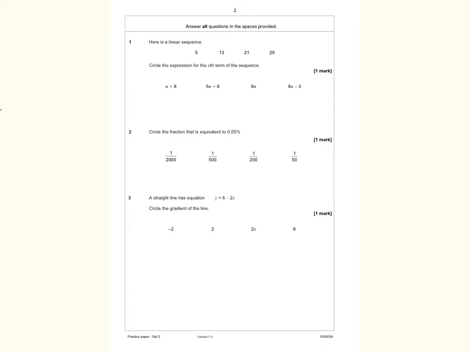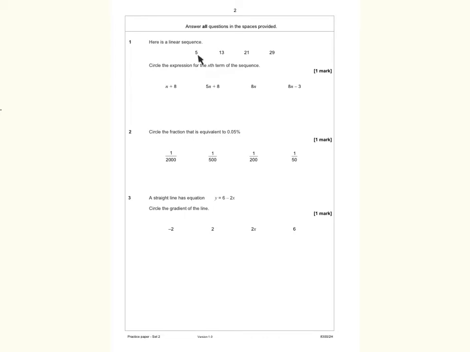Okay, so here we'll go through the solutions for paper 2, and on this paper the calculator was allowed. So we've got question 1. Here is a linear sequence. It's 5, 13, 21, 29. Now linear sequence meaning that there's a common difference between the terms. Circle the expression for the nth term of the sequence.